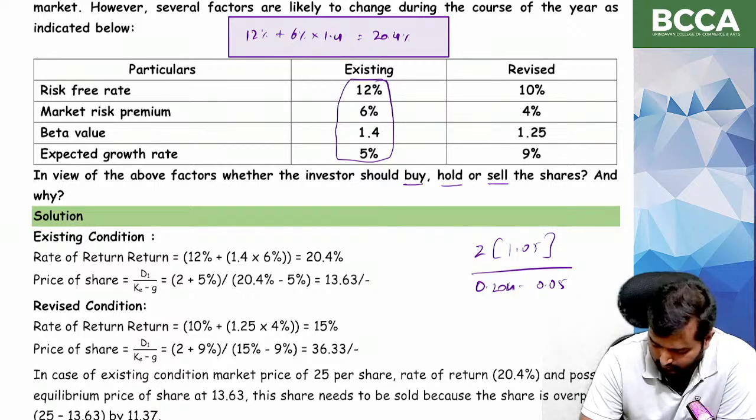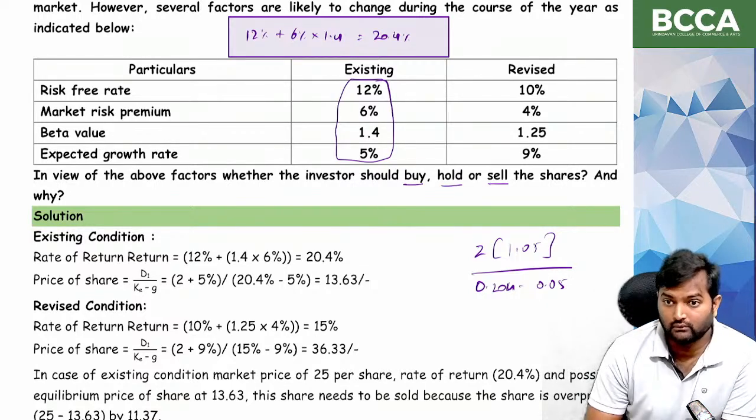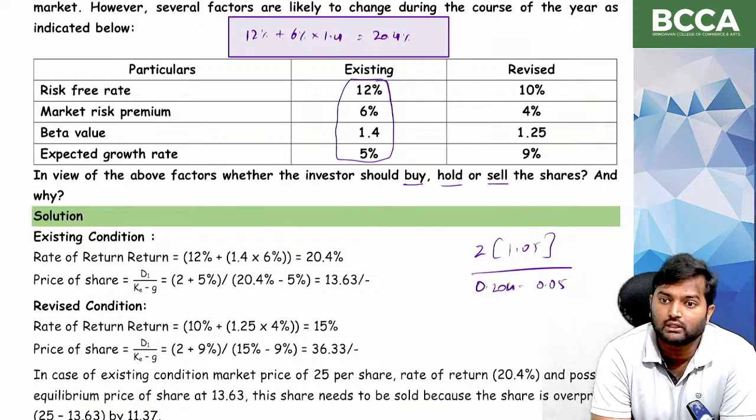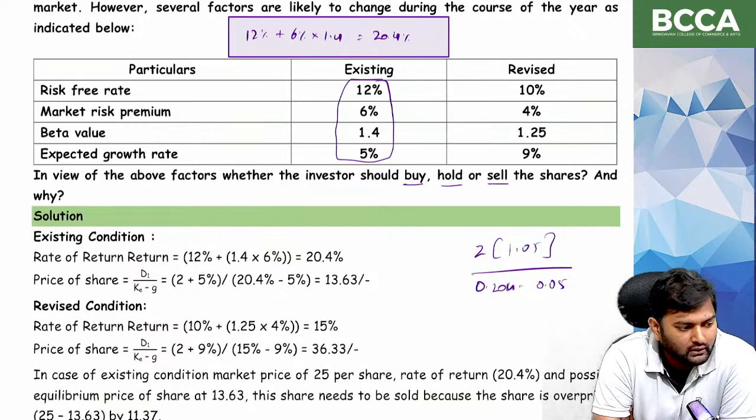Dividend discount model. So 2 into D1 by KE minus G. D1 by KE minus G. So D naught is equal to 2 rupees. Growth rate is 5%.